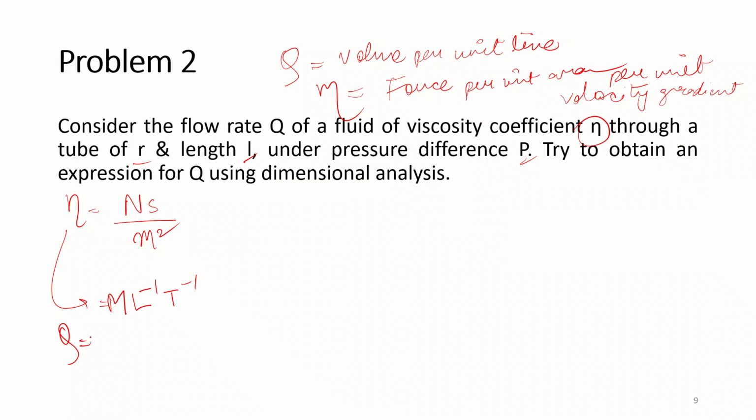What will be Q? So Q is L power 3, T power minus 1, and M power 0.